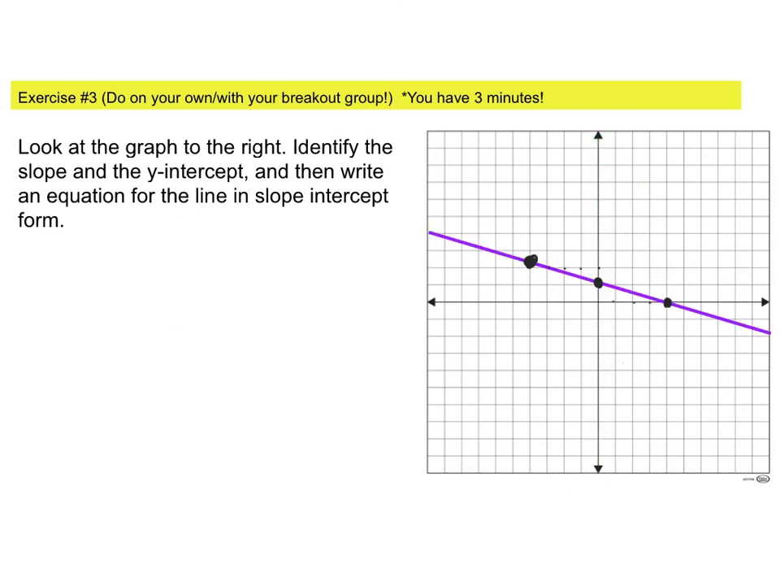You're going to be doing the same thing for exercise 3. Find your m, find your b, write an equation in slope-intercept form. Take a second to do this.